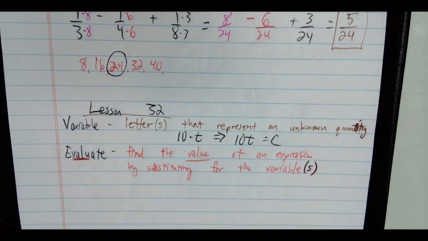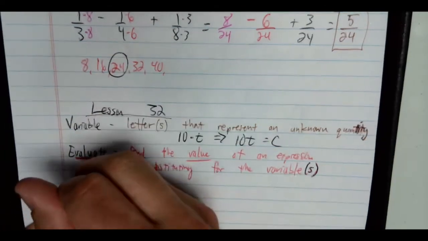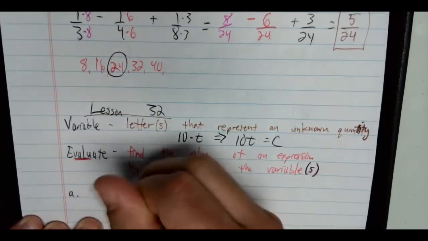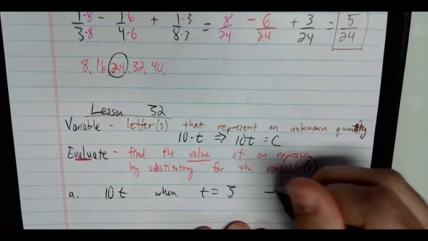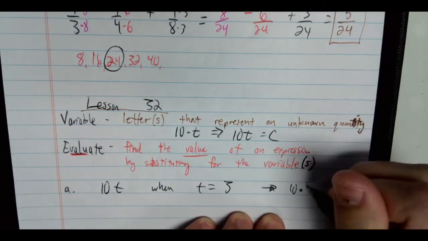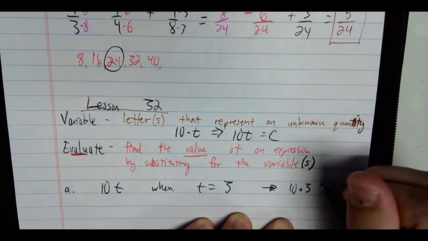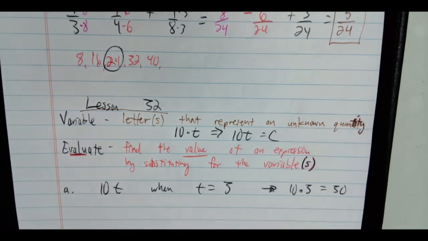You already did that when I said, if you buy 3 tickets, what's the cost? According to that formula? $30. All right, now look. We can do this. So let's say I want to do 10t when t equals 3. We're going to replace or substitute t for 3, and we'll get 30. That's all evaluate means, is to plug in a number for the variable that you were given.